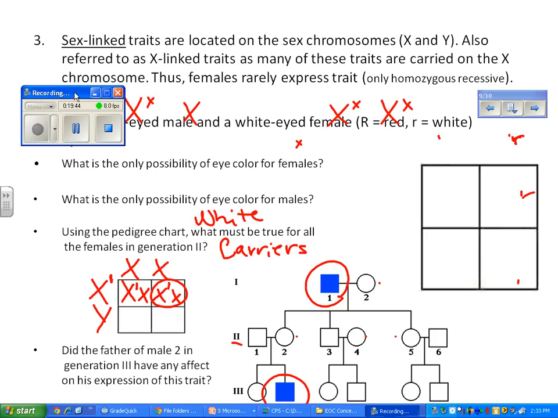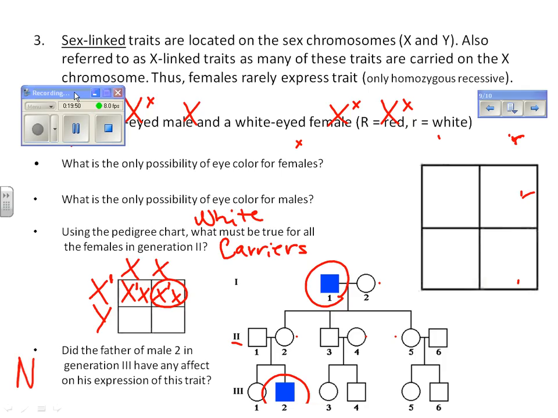So, second question, did the father of male 2 in generation 3 have any effect on the expression of this trait? The answer is always no. Nothing's carried on the Y chromosome in terms of a sex-linked trait, so it doesn't matter what the father carries, he has no effect on the expression of the trait in his offspring.